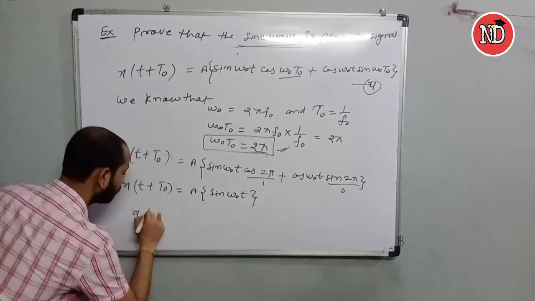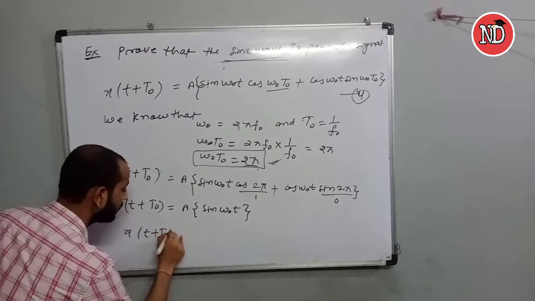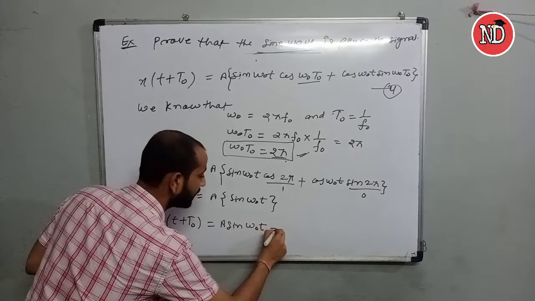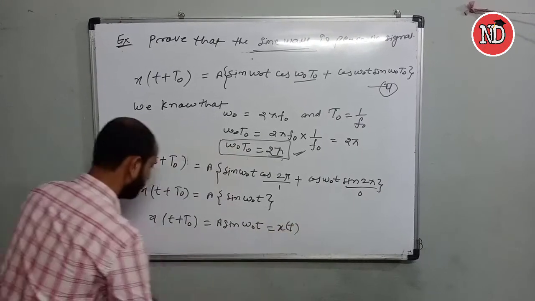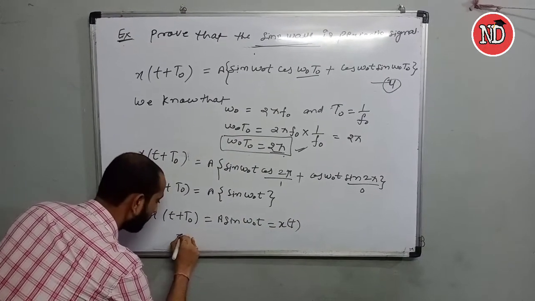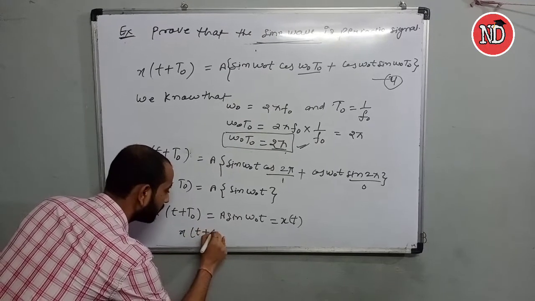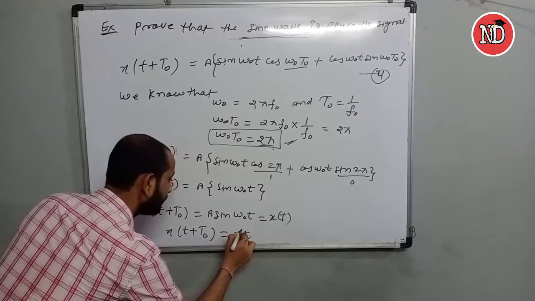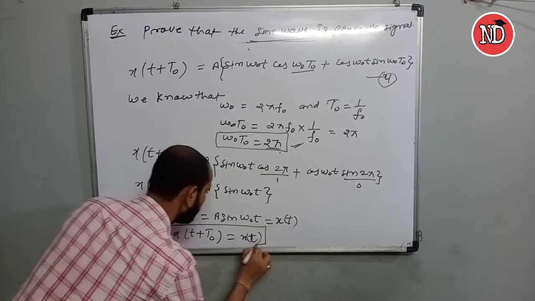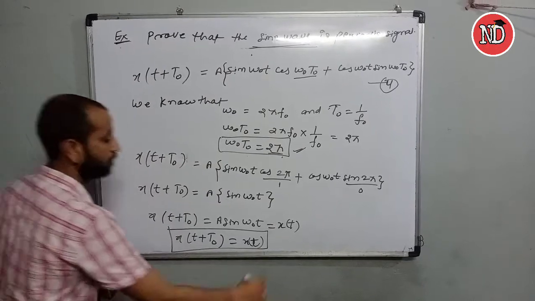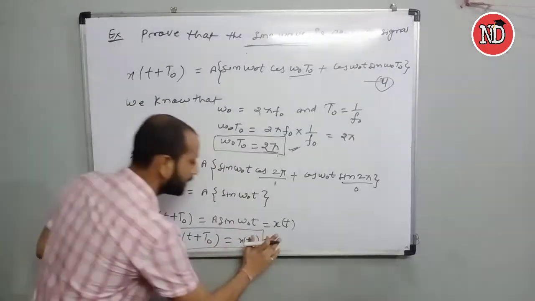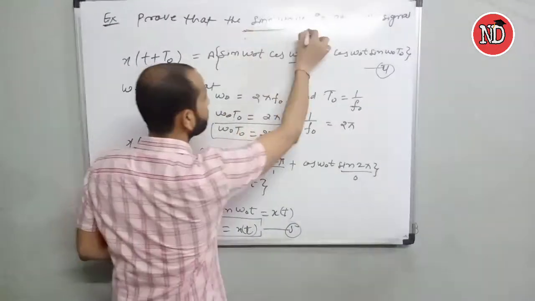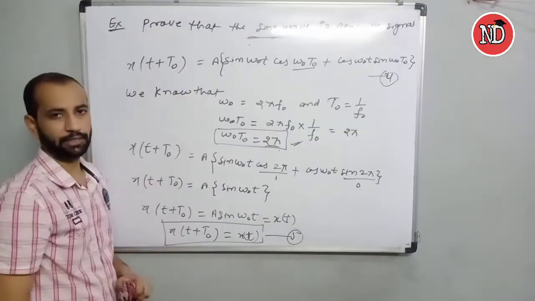So x of t plus T0 is equals to A sin omega 0 t, that is equals to x of t. So what we have, x of t plus T0 is equals to x of t. So this is the condition of periodicity. Okay, so it is clear from this equation that the sine wave is periodic.